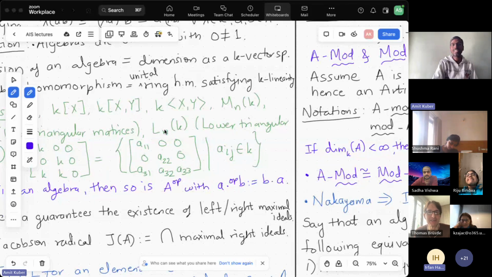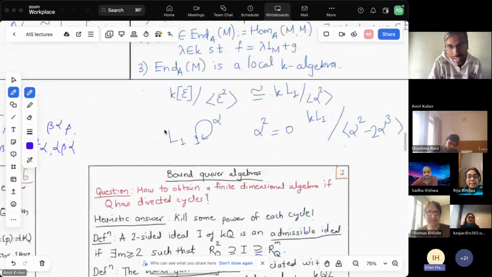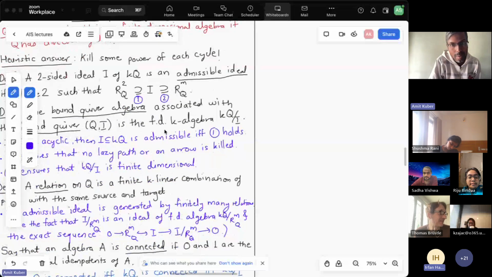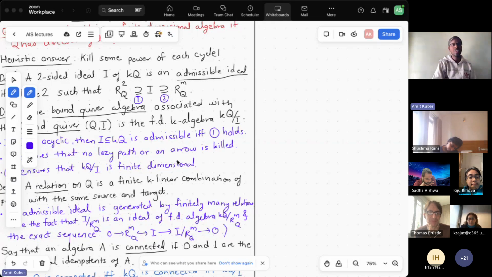Yes, Irfan? Just out of curiosity, by any means, do we get this k[x,y] from A2? From A2, no. A2 will be finite dimensional. It will be a matrix algebra, either upper triangular or lower triangular 2 cross 2 matrices. A2 will give you a three-dimensional algebra, whereas k[x,y] is an infinite dimensional algebra. True. Thanks.